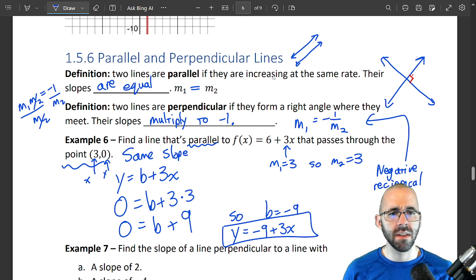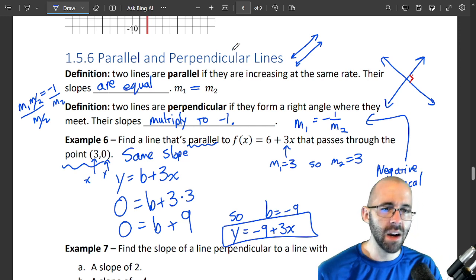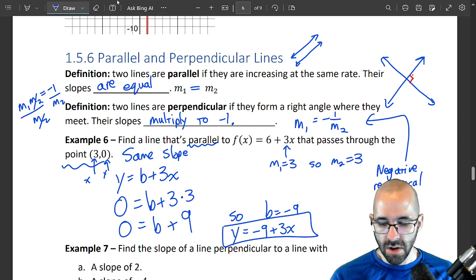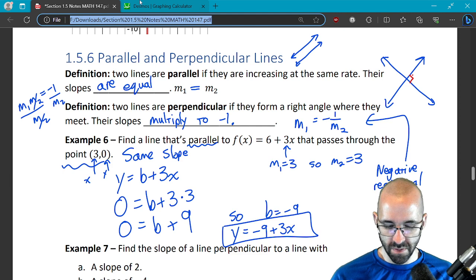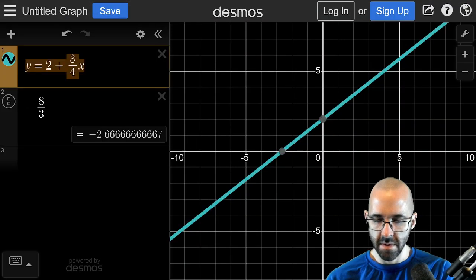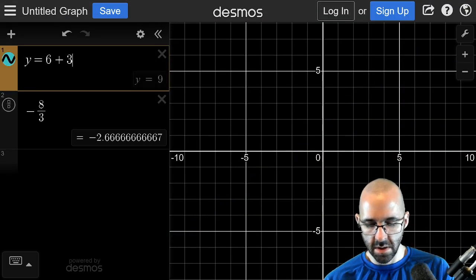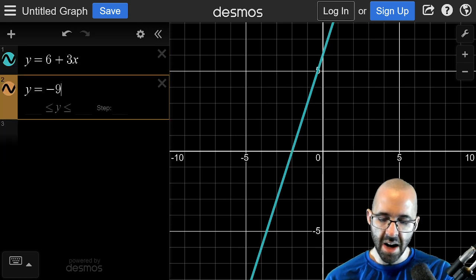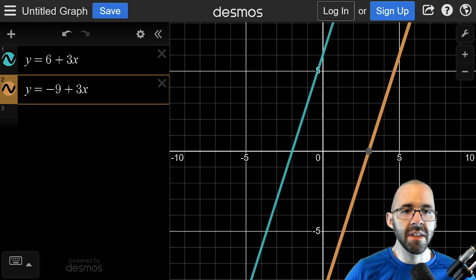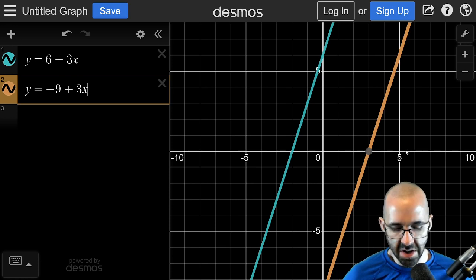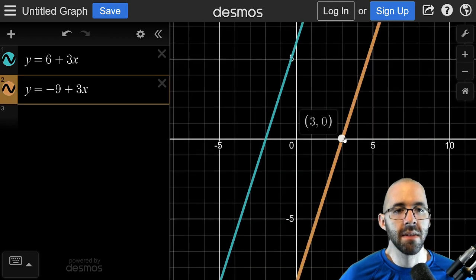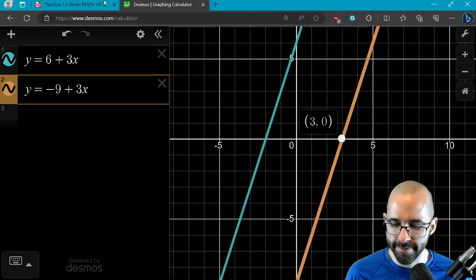Let's check our answer. Let's make sure both of these lines are parallel and that the second line goes through the right point. So if we go back to Desmos, 6 plus 3x looks like this. And the other one was -9 plus 3x. Are these lines parallel? They look to be parallel. Does the second line go through the point (3, 0)? Oh, hey, look, it does. That's how we know we did a good job.